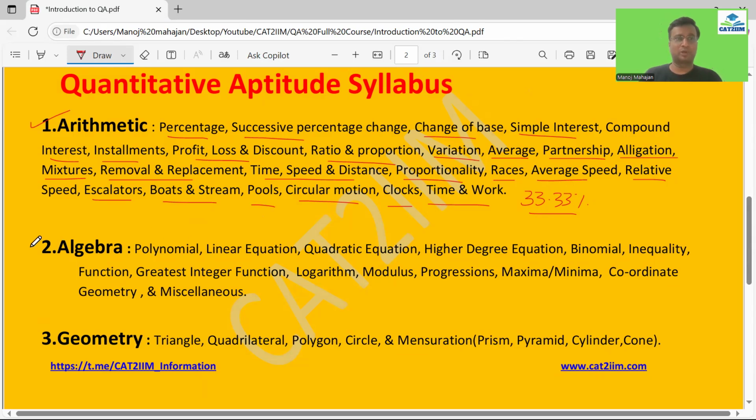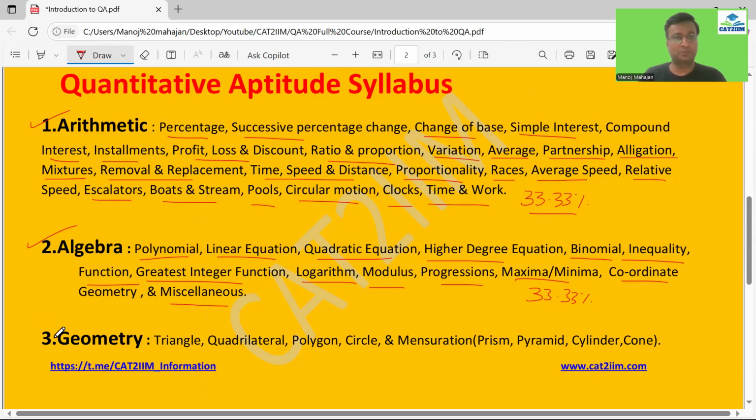Now, another important module from the CAT point of view is Algebra, where you are tested on polynomial, linear equation, quadratic equation, higher degree equation, binomial, inequality, function, GIF, logarithm, modulus, progressions, max min, coordinate geometry, and miscellaneous. This also carries close to 33.33% weightage in the QA section of CAT.